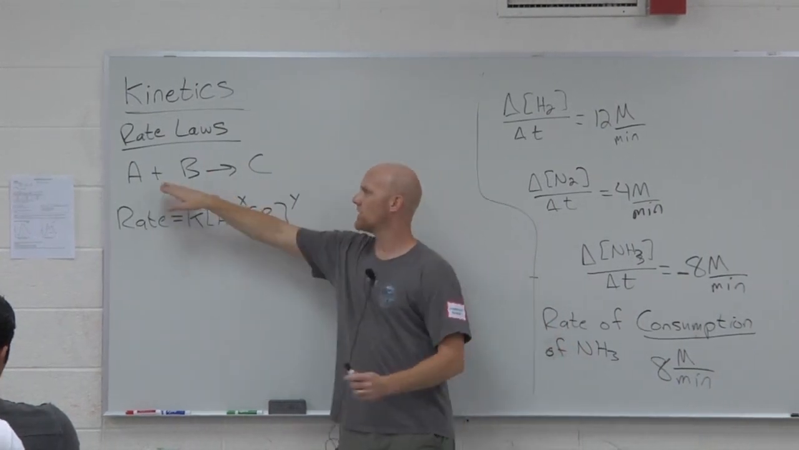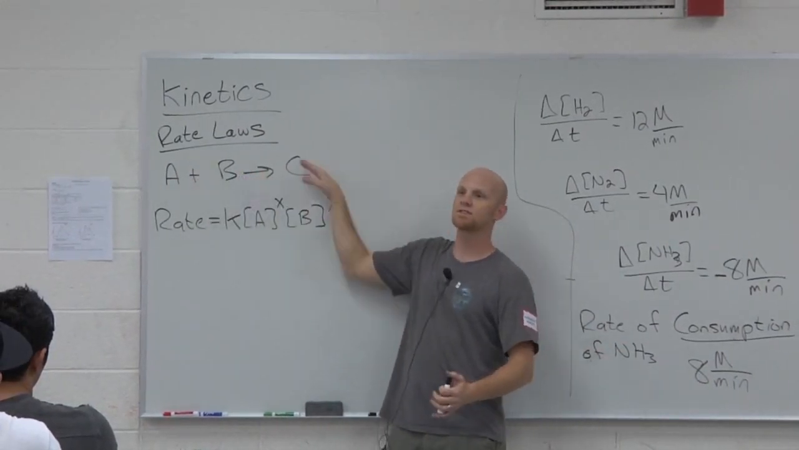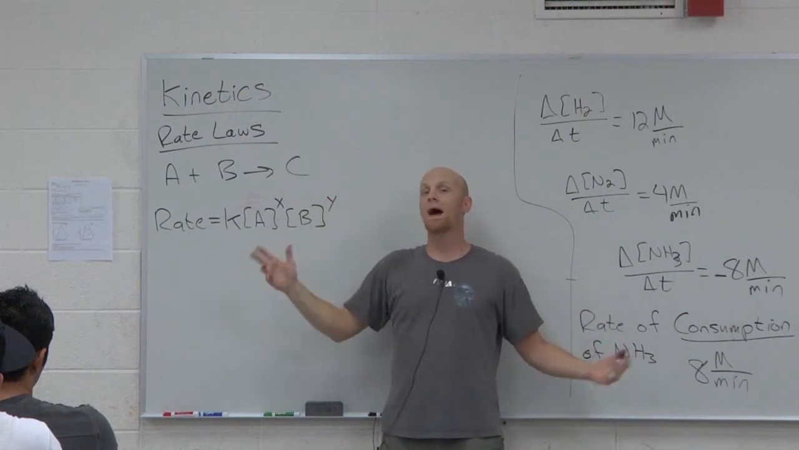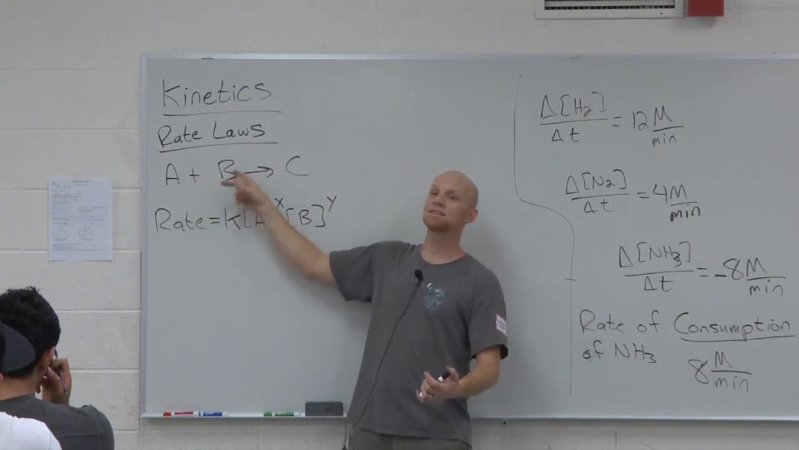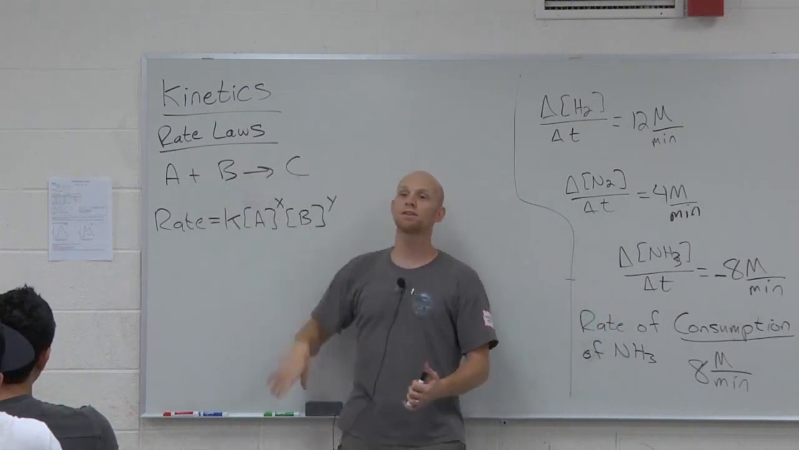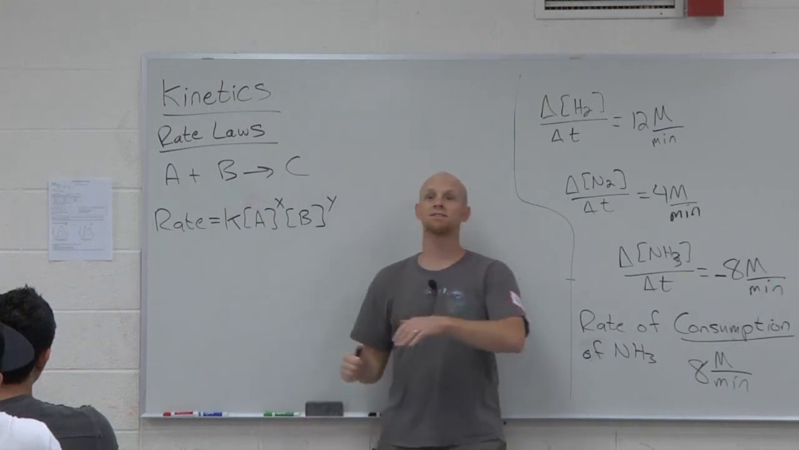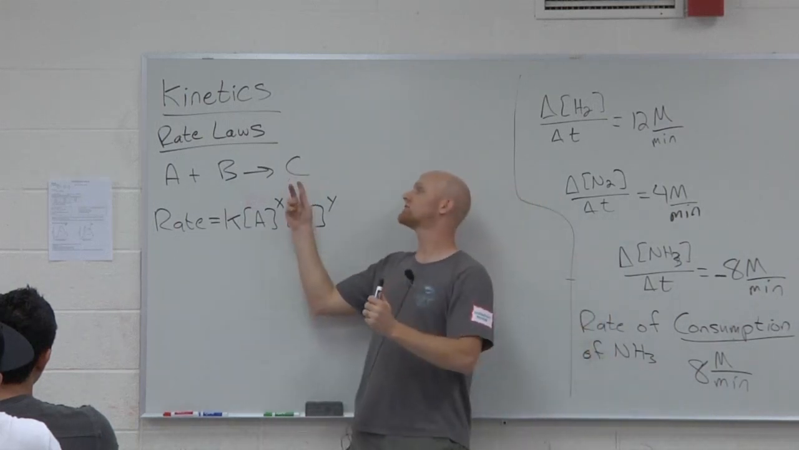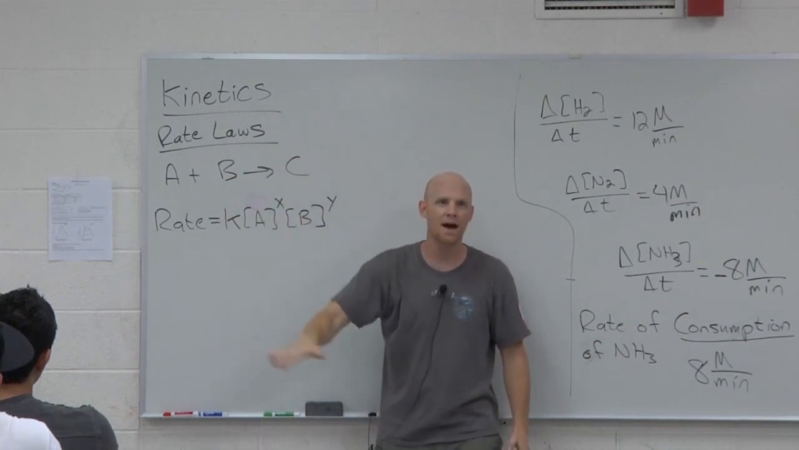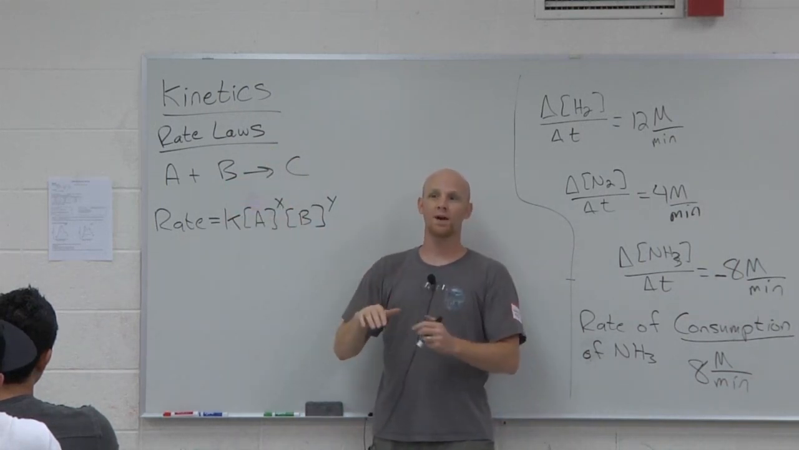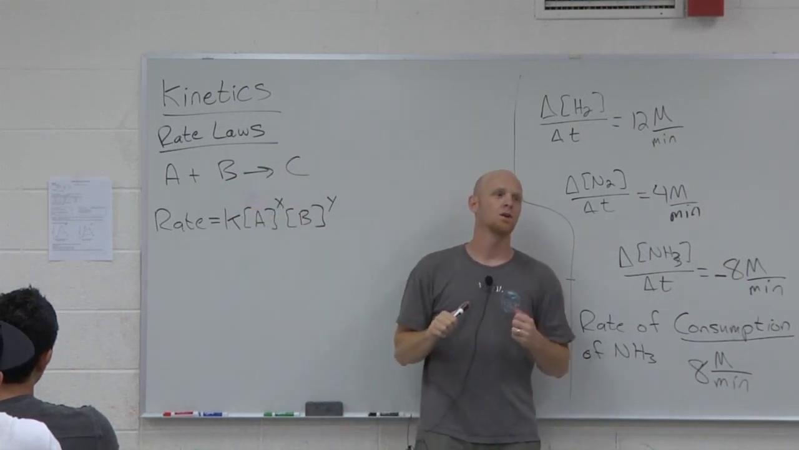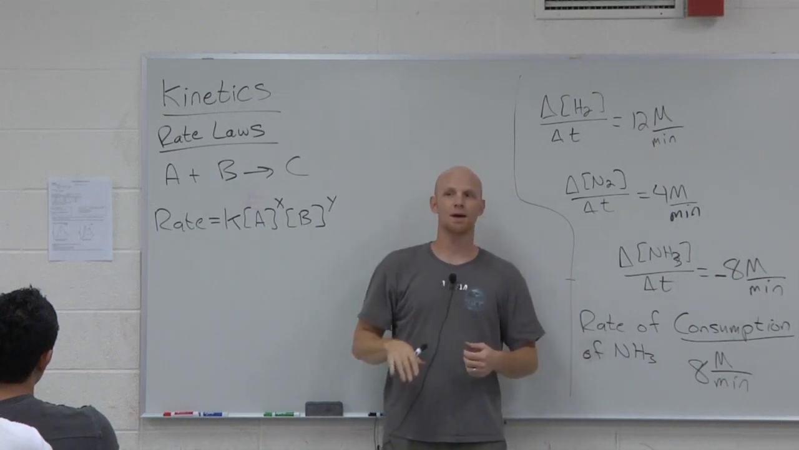Same thing here. The overall reaction is A plus B goes to C. But what's the pathway that A and B combine in to get to C? A and B could turn into D. Then D could turn into E. And then E could finally turn into C. And it could be a multi-step pathway. Now, when we write a pathway out, or a mechanism, we usually only include elementary steps.